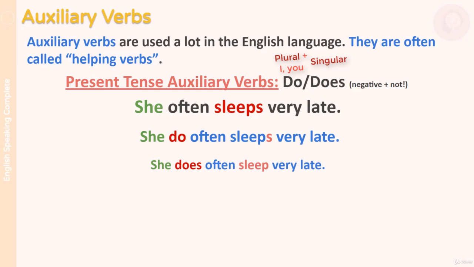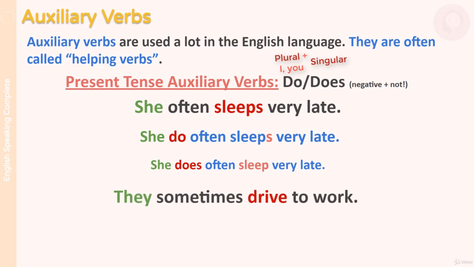So here, does is our main verb. We can only have one main verb in the sentence. We have she and does often sleep very late. So all we need to use here is sleep. We don't need to add sleeps. We don't need to use the singular verb form. She does often sleep very late.